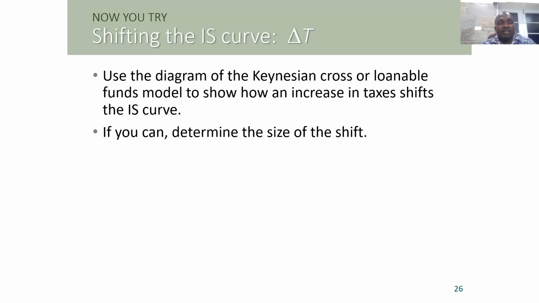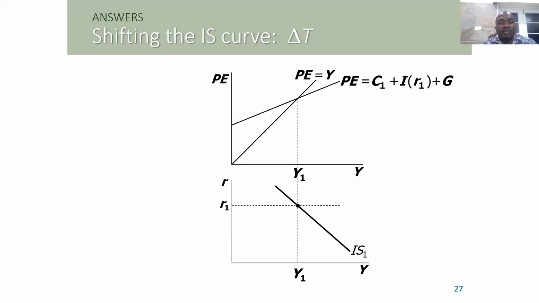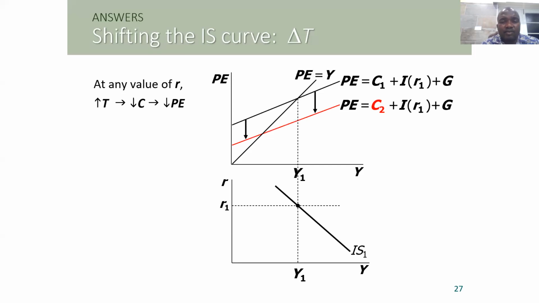So how about taxation? You can use the diagram of the Keynesian cross model to show how an increase in taxes shifts the IS curve. If you can determine the size of the shift. So at any value of R, if we increase taxation, it reduces aggregate consumption, aggregate household consumption expenditure. It gets reduced.